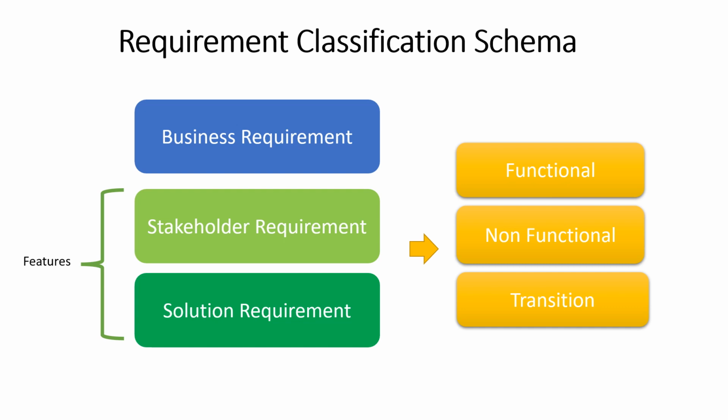And sometimes there could also be a one-time requirement like a data migration from an old system, or some kind of training or knowledge transition that you have to give to your team members and all of that, which will be parked as transition requirements. So that is at a very high level, to help you understand the requirement classification schema in BABOK.